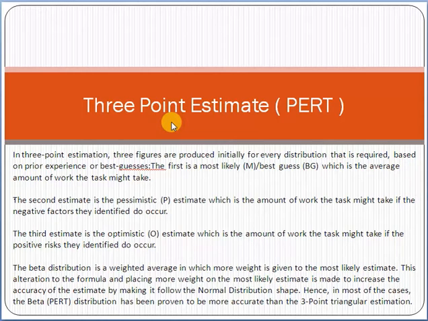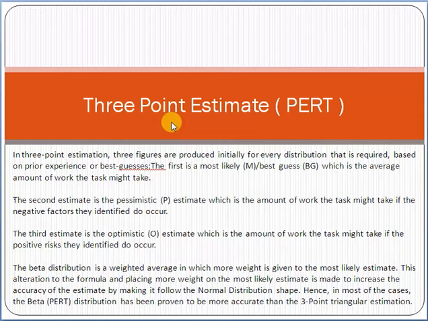Why? Because it is a formula-based calculation, and the formula is very simple. If you understand the concept of estimation, especially 3-point estimate or PERT, this can be very helpful for you, because you can very easily score 5 to 6 questions in the exam if you know the concept of PERT or 3-point estimate. So this topic is very easy.